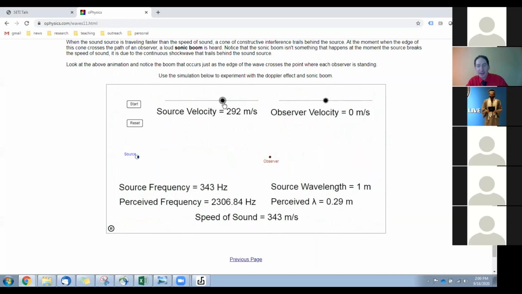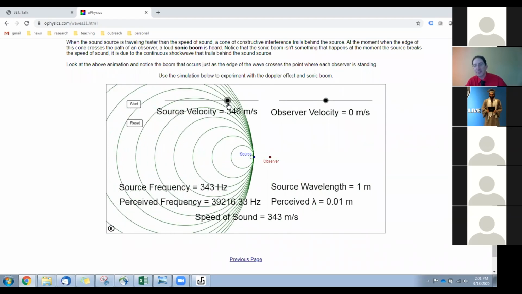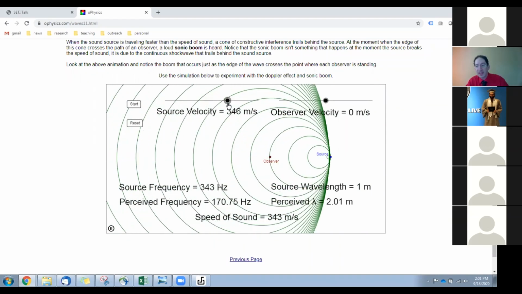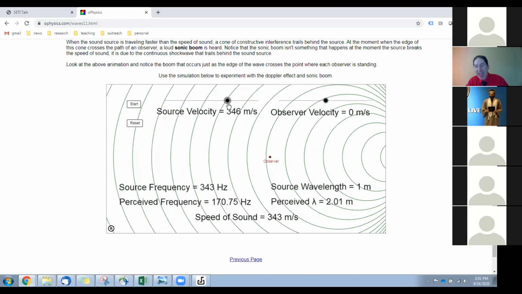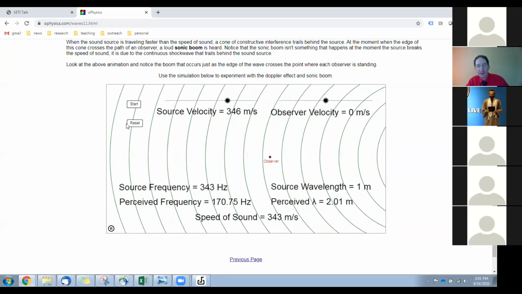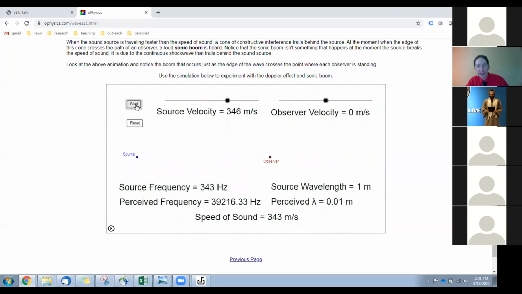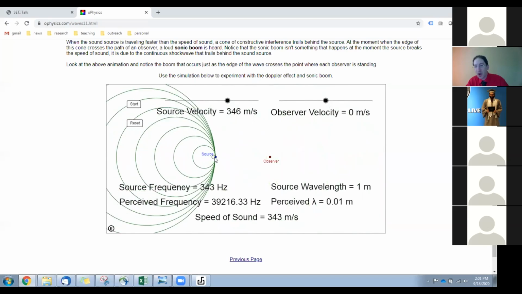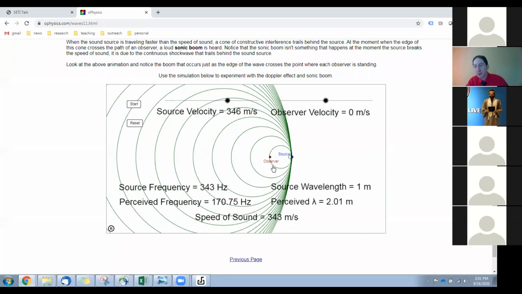Now I could make it even faster. Let me try to get it just at the sound speed. This particular simulation is with sound. And so here we have an object moving at the sound speed. Now I'll just reset it and have it do it again. So you see the waves all pile up. You have a shock wave forming.